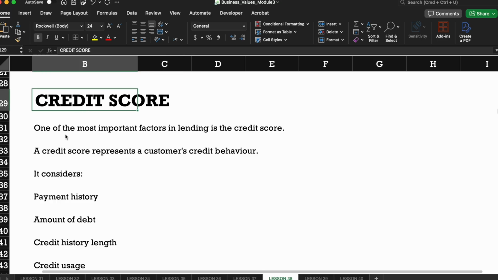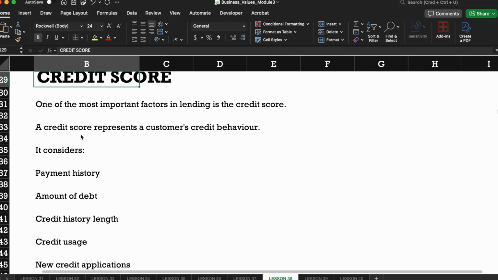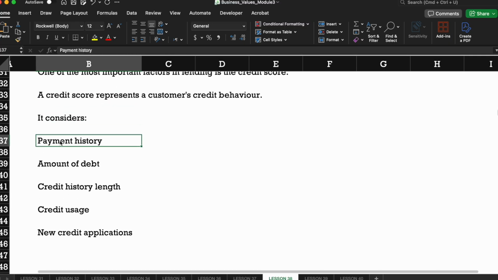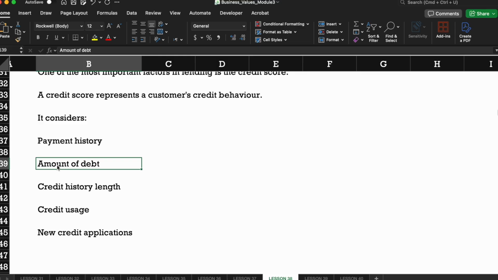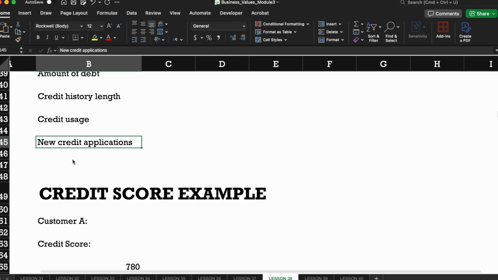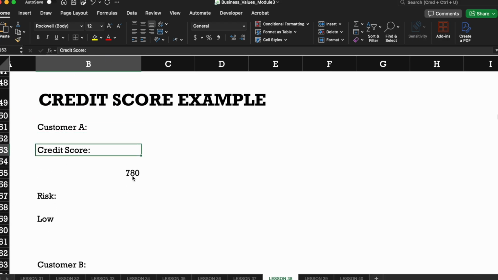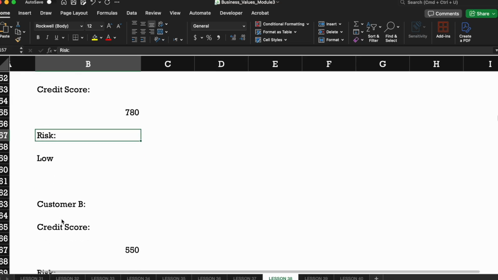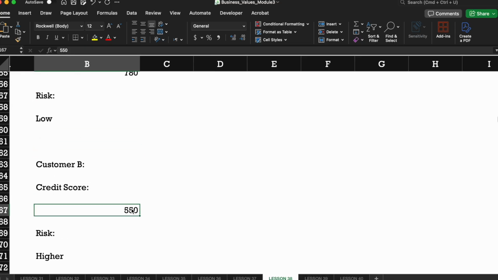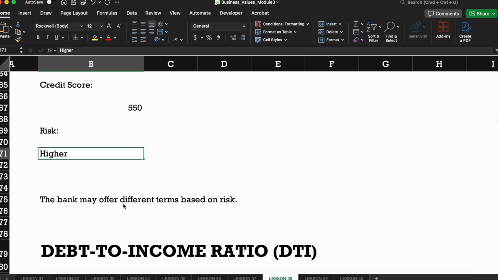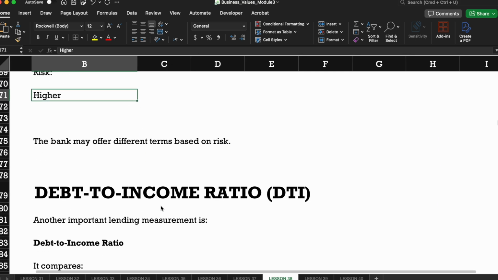Okay, credit score. One of the most important factors in lending is the credit score. A credit score represents customer credit behavior. It considers payment history, amount of debt, credit history length, credit usage, and new credit applications. Credit score example: customer A has a credit score of 780, so risk is low. Customer B has a credit score of 550, so risk is higher.